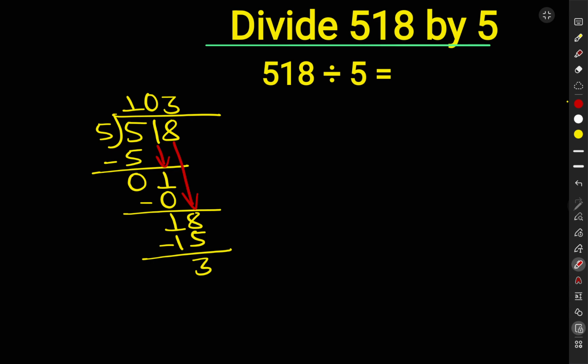So now we have no other number to put down. So we put a decimal here so that we can put 0. So it is 30, and 5 times 6 is 30. On subtracting we get 0.